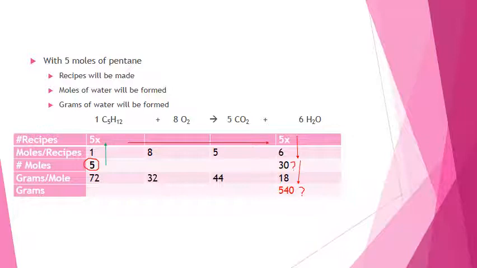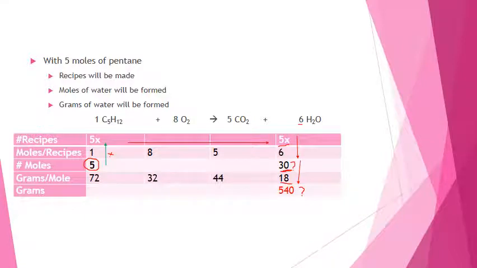You put the 5 here, and then you find out how many recipes. So you have 5 moles. Every recipe needs 1 mole, so 5 divided by 1 is 5 recipes. Bring the 5 over here so you can do the recipe 5 times. Each recipe will give me 6 waters, so it'll be 6 times 5, which is 30. So you make 30 moles of water.